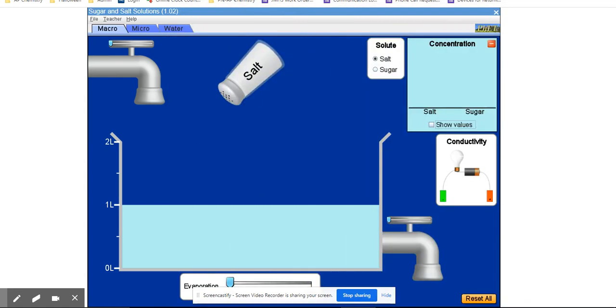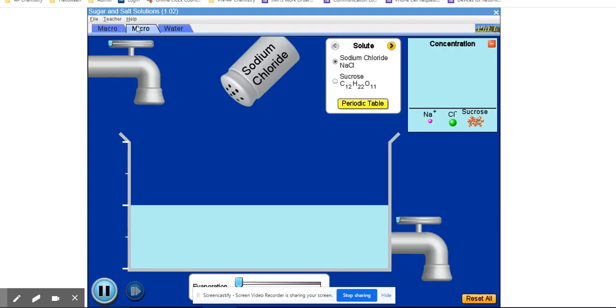So first thing that we're looking for is the chemical formulas. So I'm going to click on micro right here. And what we end up seeing is that we have sugar or sucrose, okay? And then you have these funny letters with their subscripts right here. That is the chemical formula. And then you have sodium chloride, NaCl, up here. And that is your chemical formula. So go ahead and fill in those couple things that you have.